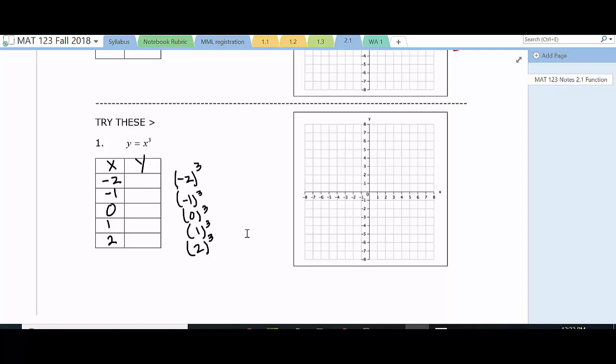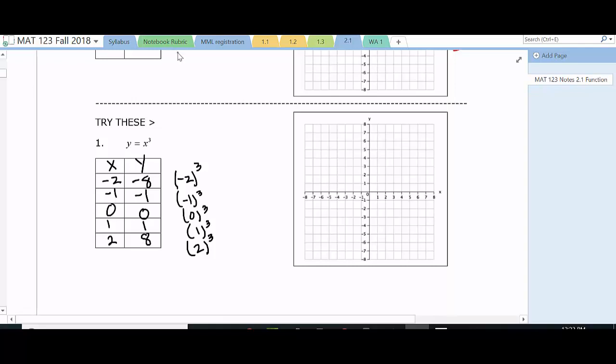Should we just graph it? Yeah, just graph it. I think if you do it right, it'll look something like this. Okay, it'll kind of look like that. Yeah, just connect it into a curve. So let's see. What you should have here is -8, -1, 0, 1, and 8. That's what you should get on your table.